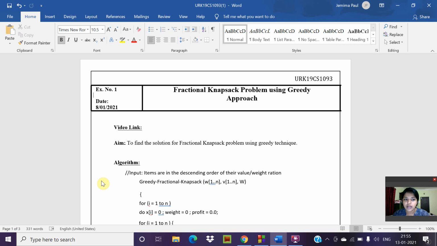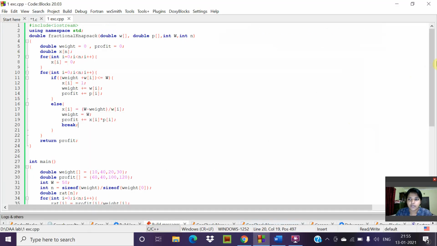19CS1093. Experiment number 1. The question is to find a solution for the fractional knapsack problem using the greedy technique. So let's see the code.